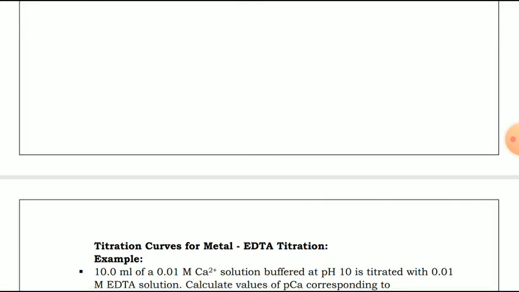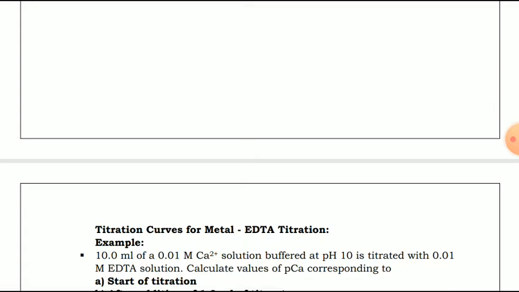Then calculate the values of pCa, that is, the potential of the calcium ion. What does p stand for here? The p stands for potential of the ion, and here the ion is calcium. So pCa is the potential of the calcium ion.